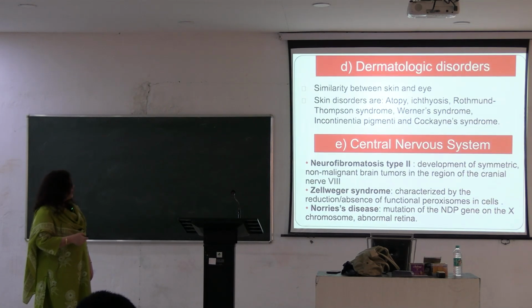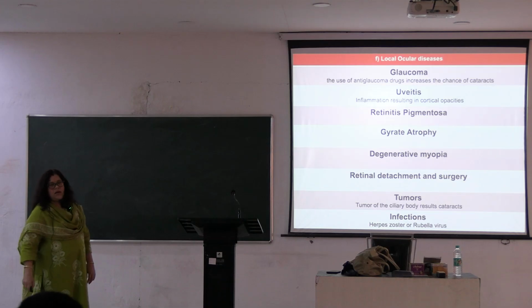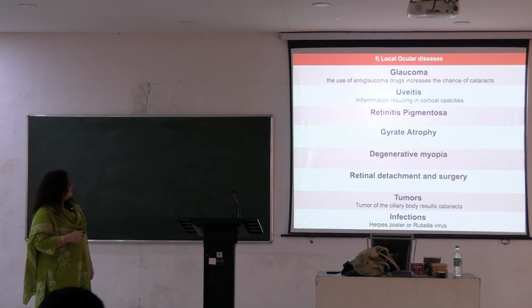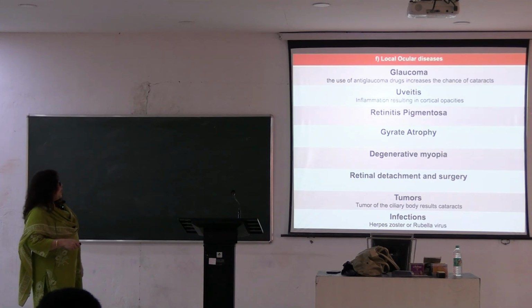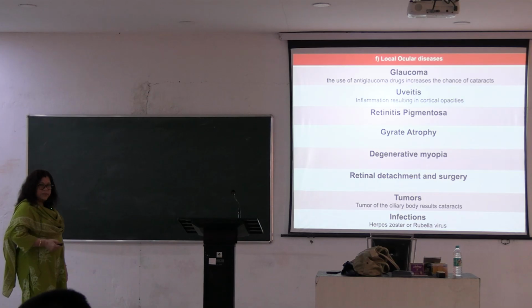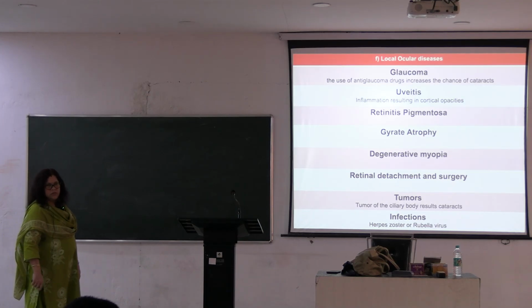And these are the dermatological disorders. Then some cataract is associated with the central nervous system, and other eye diseases are also associated with cataract. These are glaucoma, uveitis, retinitis pigmentosa, gyrate atrophy, degenerative myopia, retinal detachment, tumors and infections.